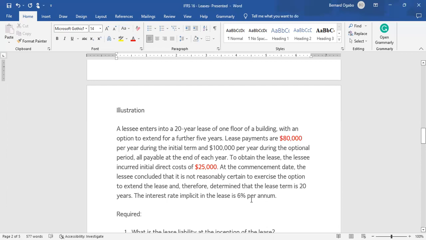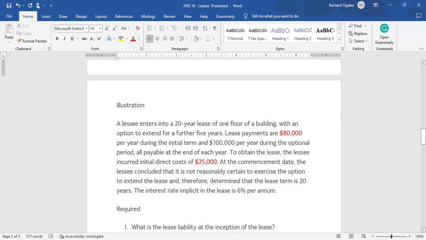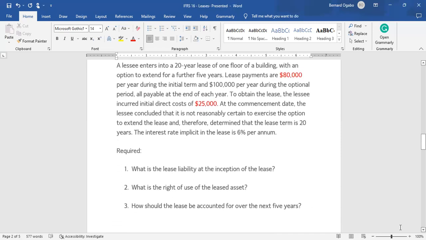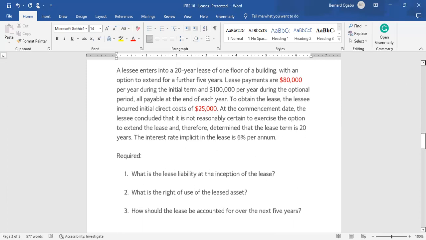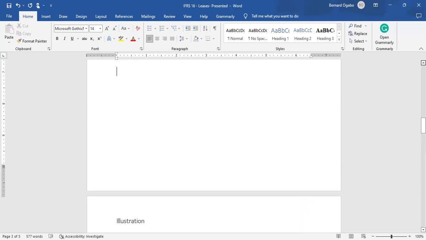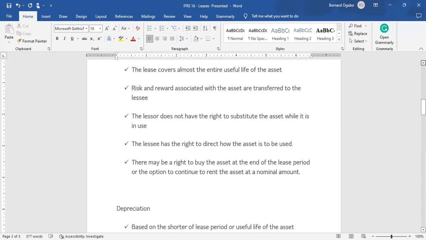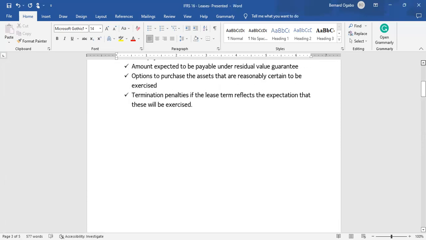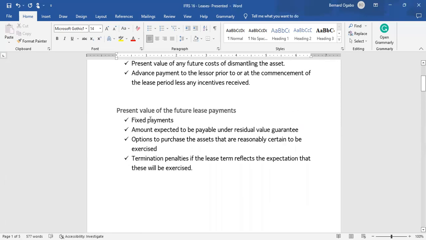So you could take a snapshot of this question as we are going to be using it to answer the requirements that follow. Number one, what is the lease liability at the inception of the lease? Remember that lease liability constitutes any of these items that we've mentioned here: fixed payments, amount payable under residual value guarantee, and so on and so forth.